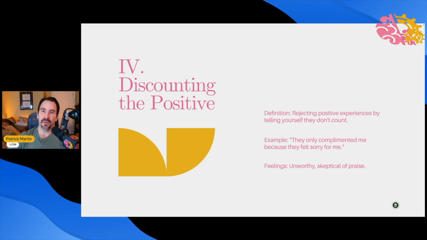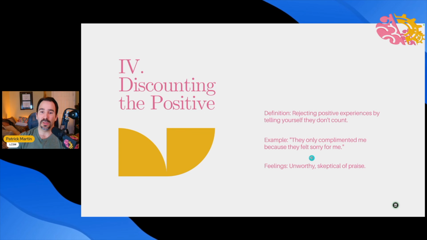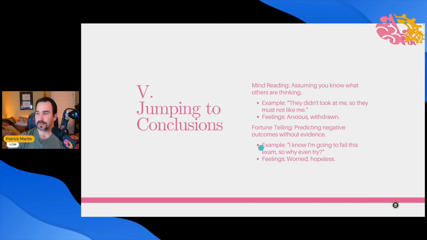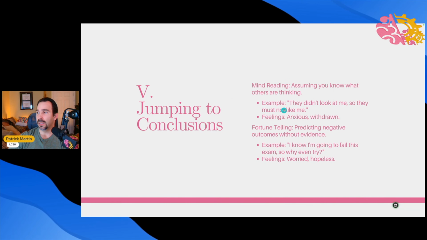And this is sometimes a subtle one, and it's easy to get tripped up by. So, they only complimented me because they felt sorry for me, or feeling unworthy, skeptical of praise is kind of what it leads to, those feelings. Jumping to conclusions, this one can be a number of things. Probably my favorite example is mind reading, and this is assuming you know what others are thinking.